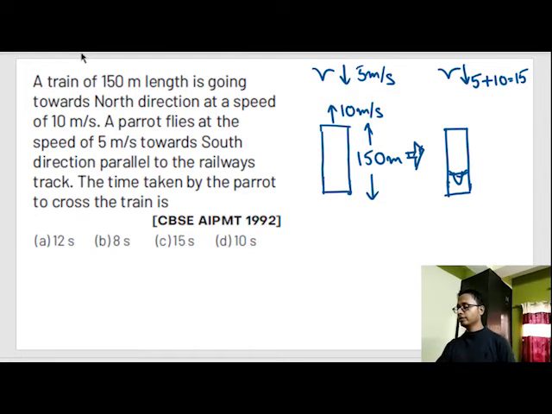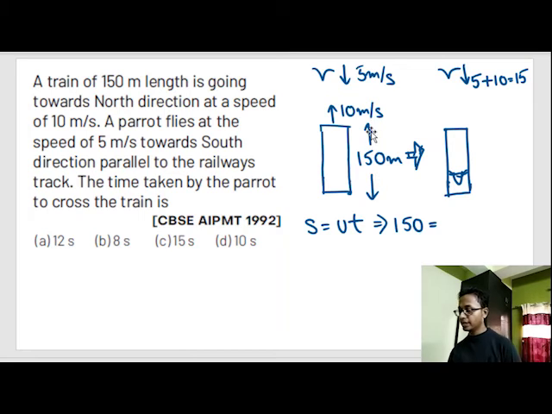So the velocity of the bird with respect to the train, as seen by an observer from the train, is 15 meters per second, and he has to cross this 150 meters. So velocity is 15 meters per second and distance is 150 meters. You can easily apply S equals ut, and since there is no acceleration, no half at square is required. S is equal to 150 meters. To cross the train, he has to travel 150 meters.